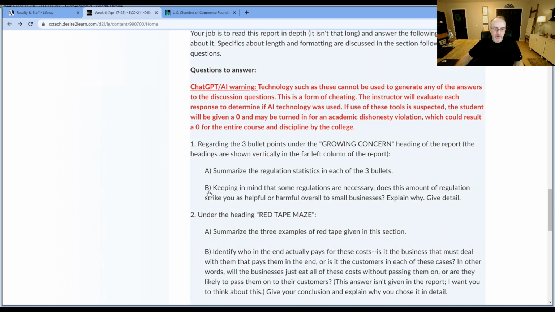And then in part B, keeping in mind that some regulations are necessary, does this amount of regulation strike you as helpful or harmful overall to small businesses? Explain why, give detail. I want you to think about this. If you're a business owner and you look at all these statistics and things that the government is piling on to small businesses, do you think this is helpful overall or harmful? Not to say that none of these regulations are any good or that they're all absolutely harmful, but just overall. What do you think? Too much, too little, and why?